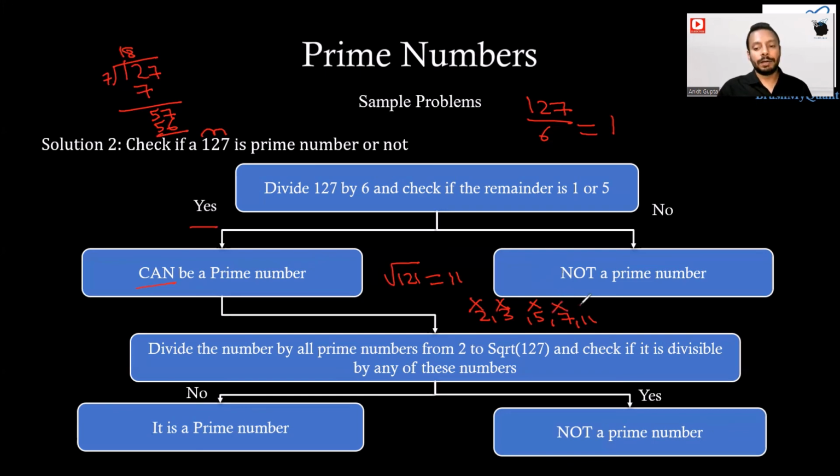It is definitely not divisible by 11 because 121 is divisible by 11, and the next number will be 132, which is divisible by 11. That means 127 is not divisible by any of the prime numbers from 2 to 11. So we will come to this part, and it will mean that 127 is actually a prime number.